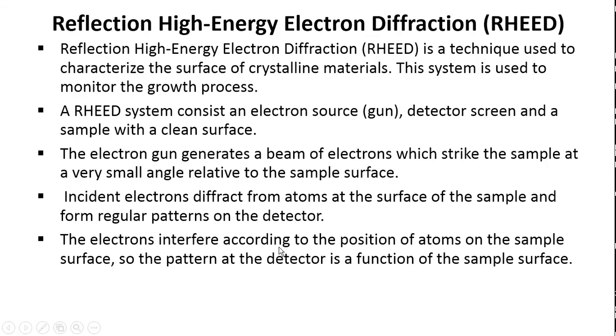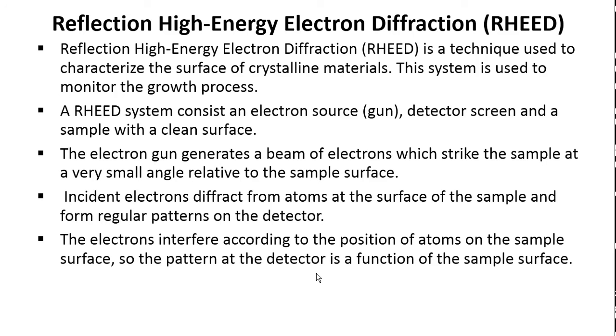The electrons interfere according to the position of the atoms on the sample surface. So the pattern at the detector is a function of the sample surface. How can we take that particular pattern on the RHEED screen as equivalent to the thickness of the thin film produced? Because the electrons interfere according to the position of the atoms. The electrons are hitting the surface of the film, or the atoms of the film produced, isn't it? That is the surface where the film is produced.